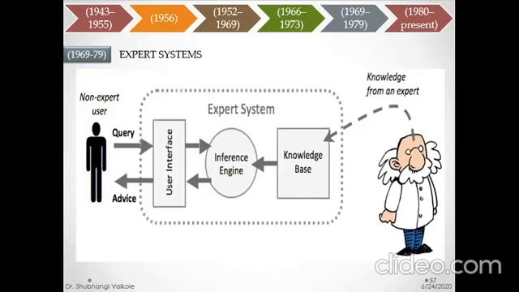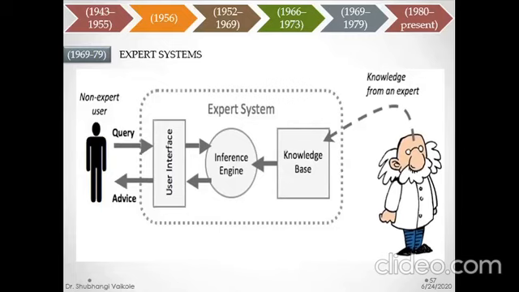Now, what is an expert system? In an expert system, the knowledge is stored in the form of if-then rules. So we acquire the knowledge from the expert, and that knowledge is converted into some knowledge representation and stored in the knowledge base. Then from that knowledge base, the inference engine takes the knowledge, and that is used to provide the solution to non-expert users.